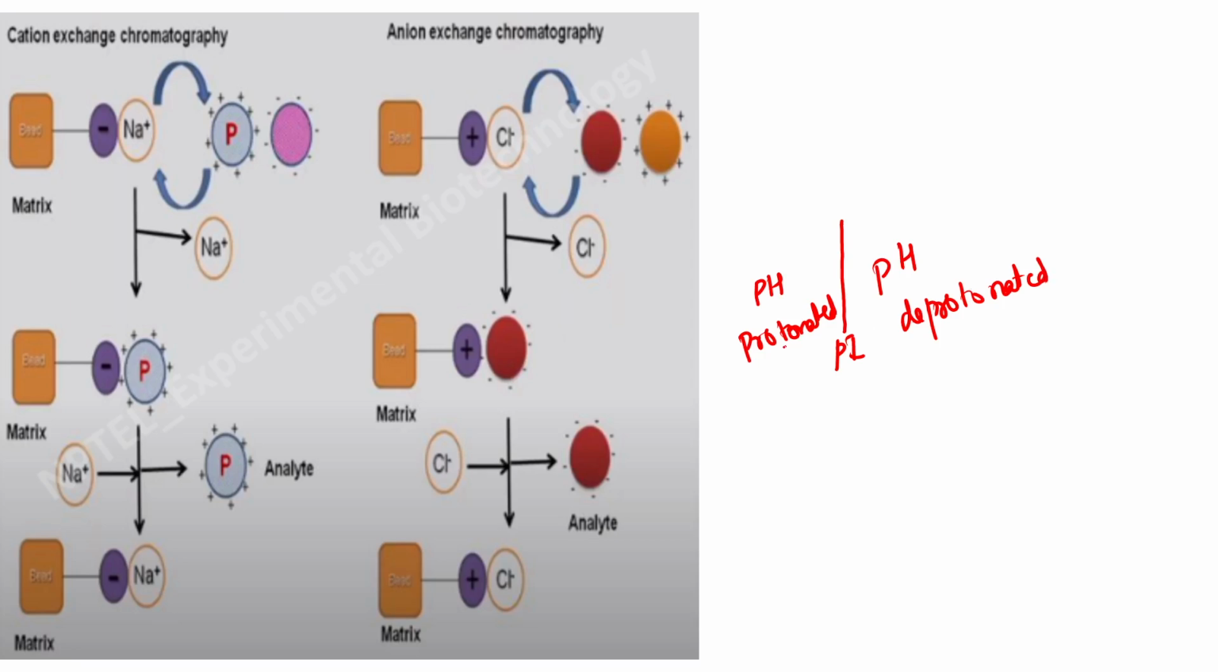Now if things are protonated, that means H plus ions are there. If things are protonated, the protons are loose, so the charge will be positive. So pH less than pI will have a positive charge, and thus you will do cation exchange chromatography. pH more than pI will have a negative charge, and thus you will do anion exchange chromatography.